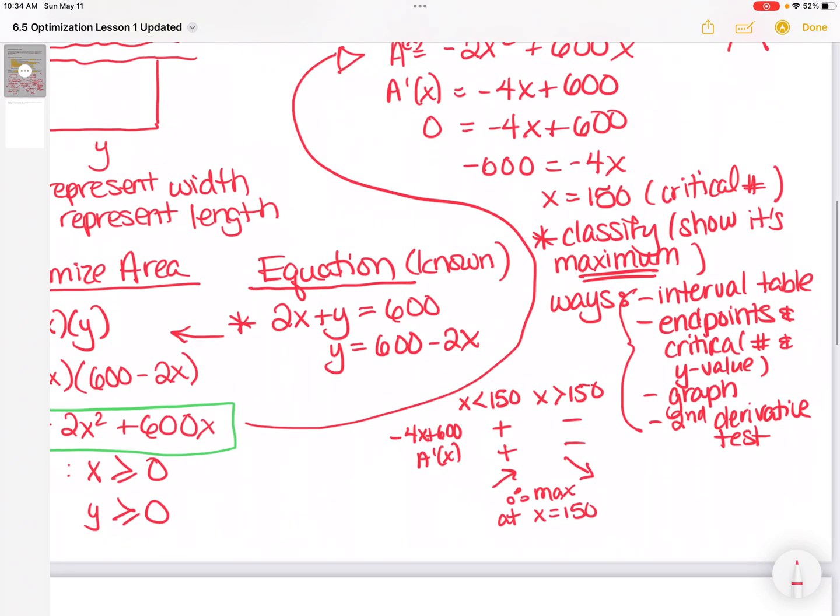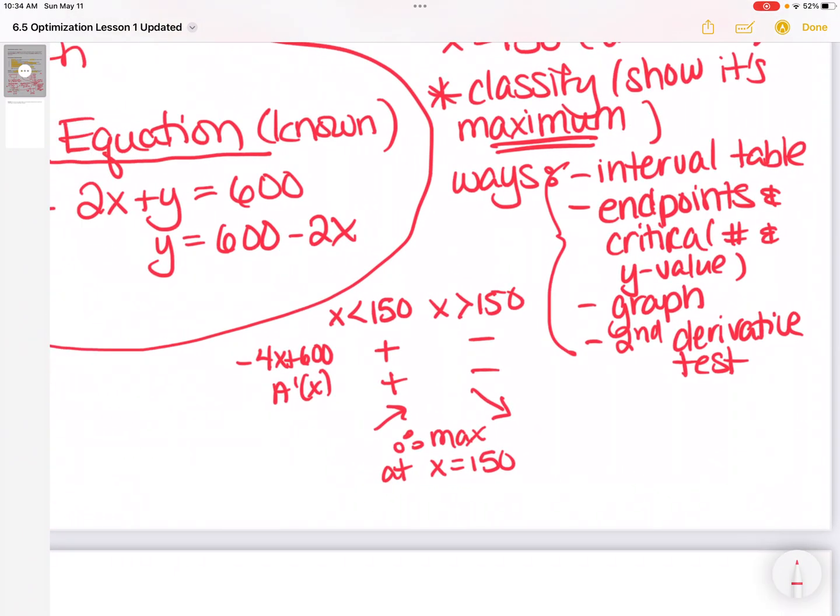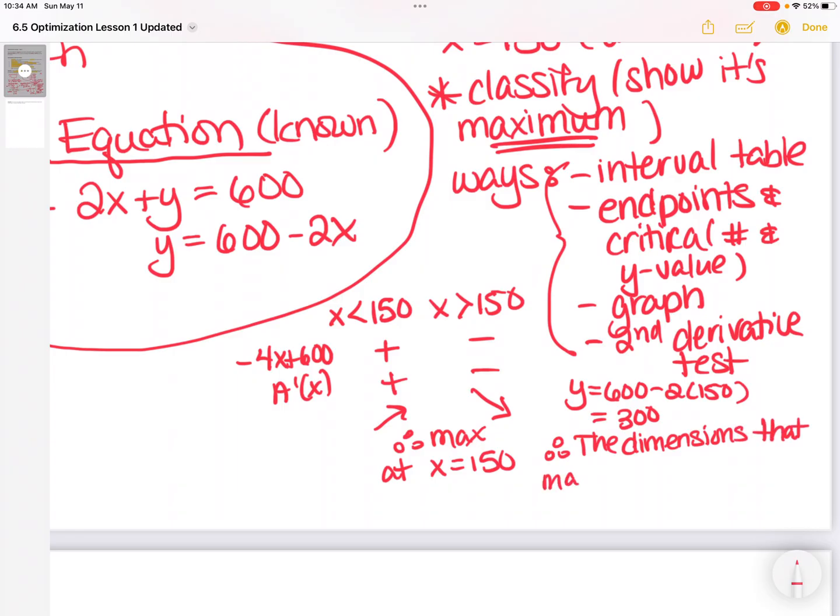So lastly, what I need to do is come up with my y value. I know y is equal to 600 minus 2 times 150, so y is equal to 300. Therefore, the dimensions that maximize area are 150 meters by 300 meters.